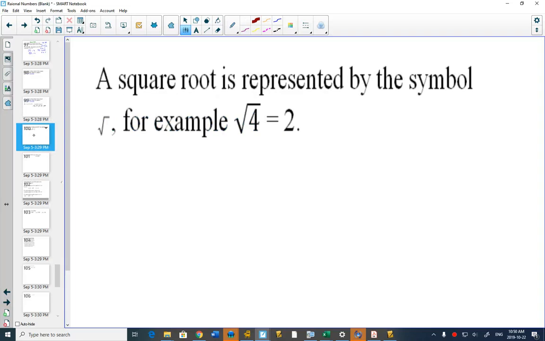A square root is represented by this symbol that we've talked about already. So when we see the square root of 4, we say, oh, that's equal to 2.